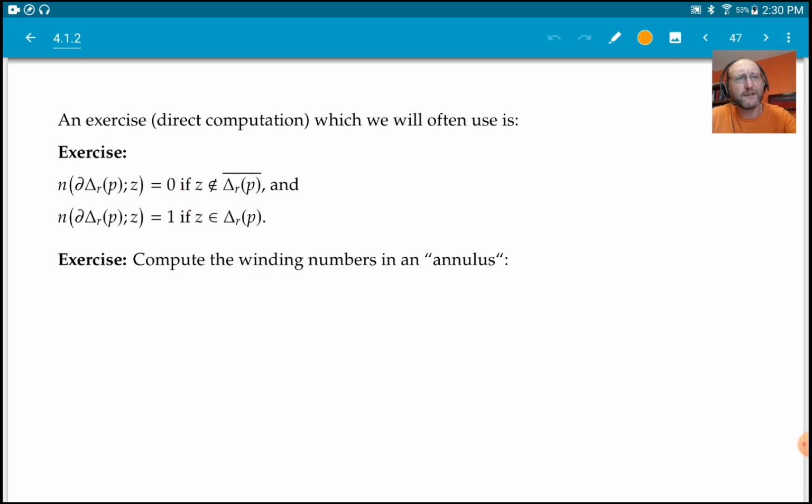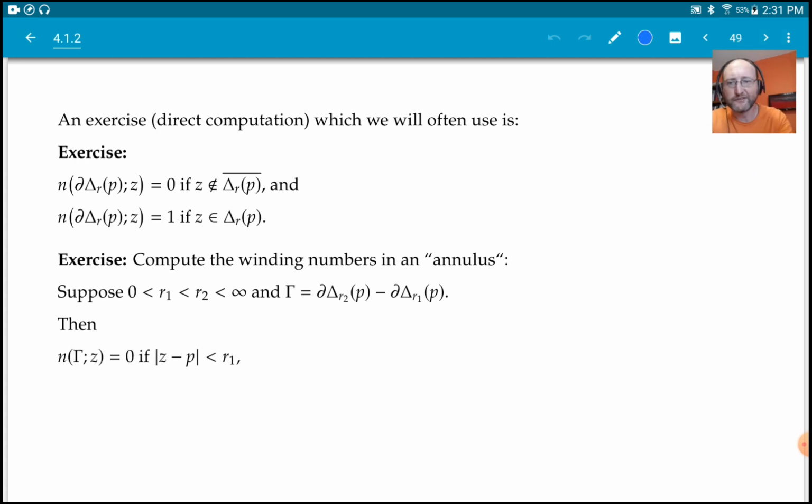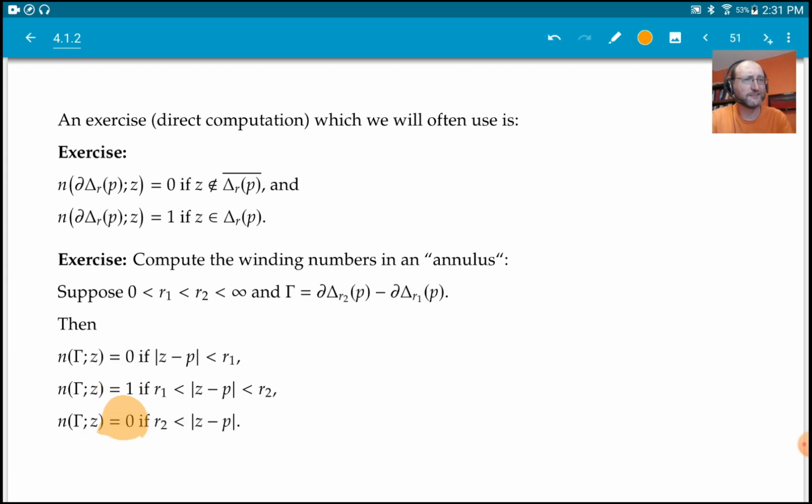Now, another place where this comes up commonly is as an annulus. So if we have an annulus around some point, and we have two circles, and I'm going to orient the outside one positively and the inside one negatively, then basically what we're going to claim is that the winding number is going to be 0 here, 1 here, and 0 here. And it's really just by adding things up. You use the previous exercise. So if we're in the inside circle, then it's 0. If we're between the circles, it's 1. And if we're outside, it's 0. Again, that's just going from the previous exercise.